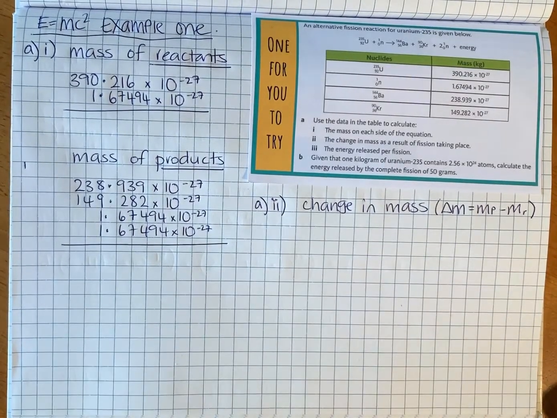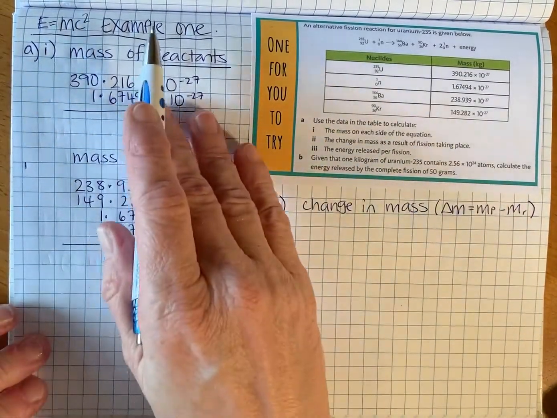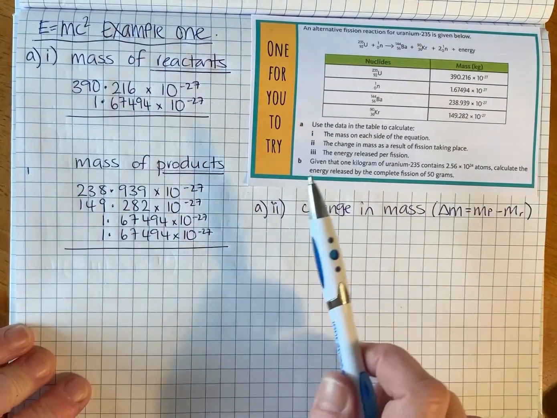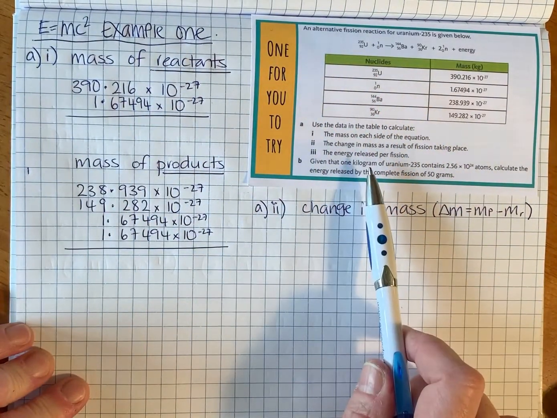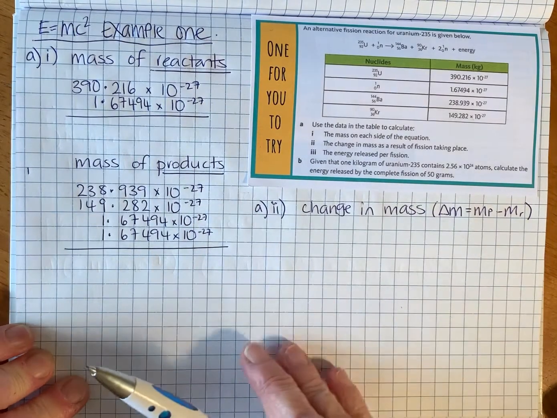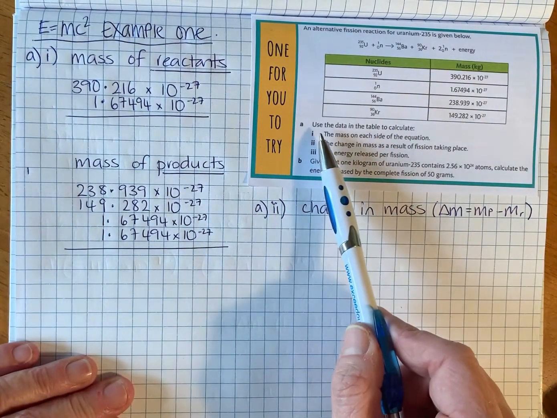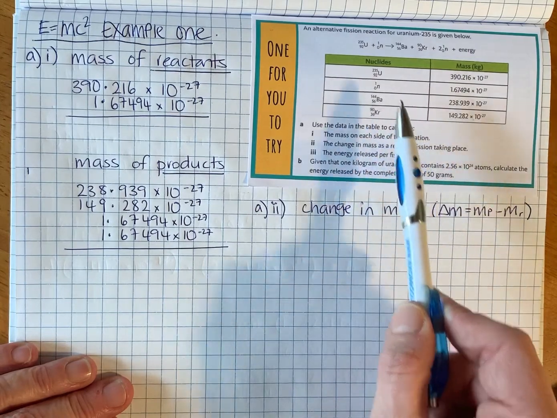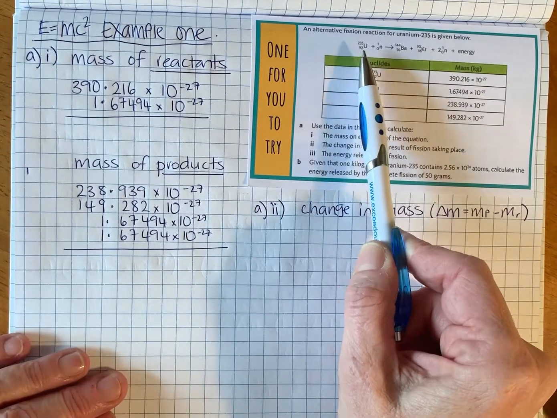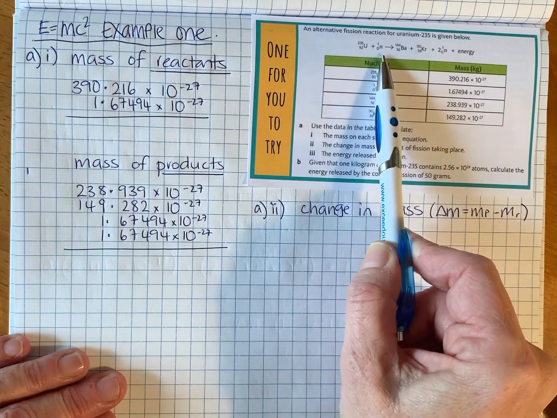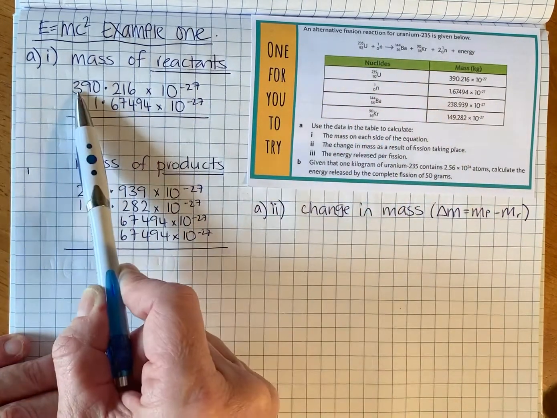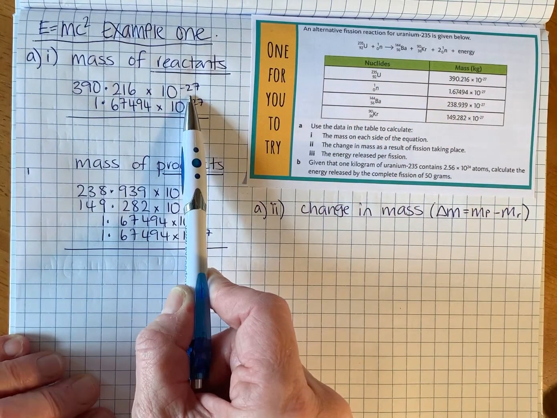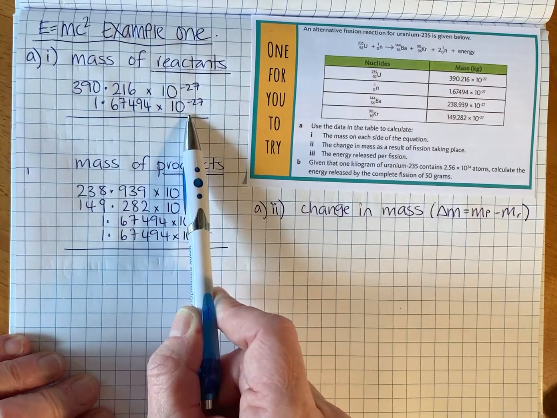Okay, we're going to have a look at using the mass energy equation to solve this question here. So the first thing we need to do is to calculate, it says use the data in the table to calculate the mass on each side of the equation. So in the reactants, we've got one uranium nucleus and one neutron. So I've written the one uranium mass and the one neutron mass.